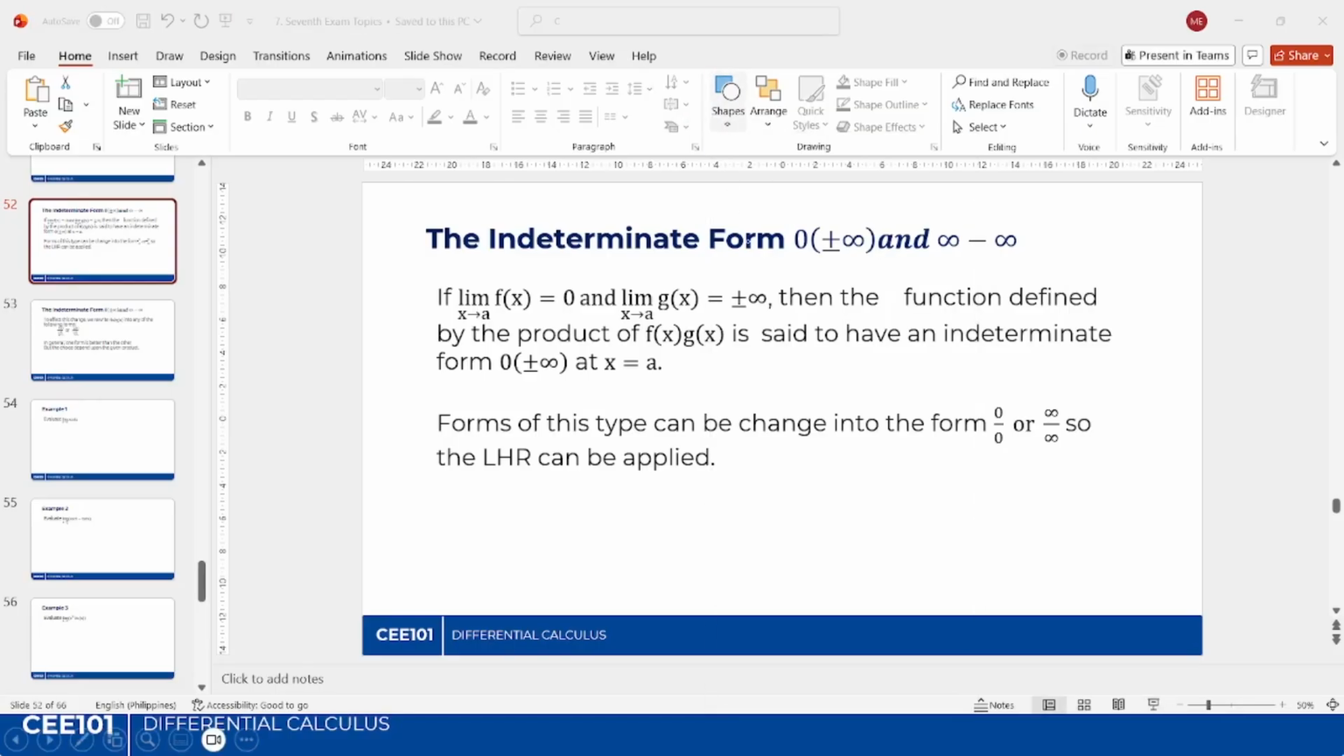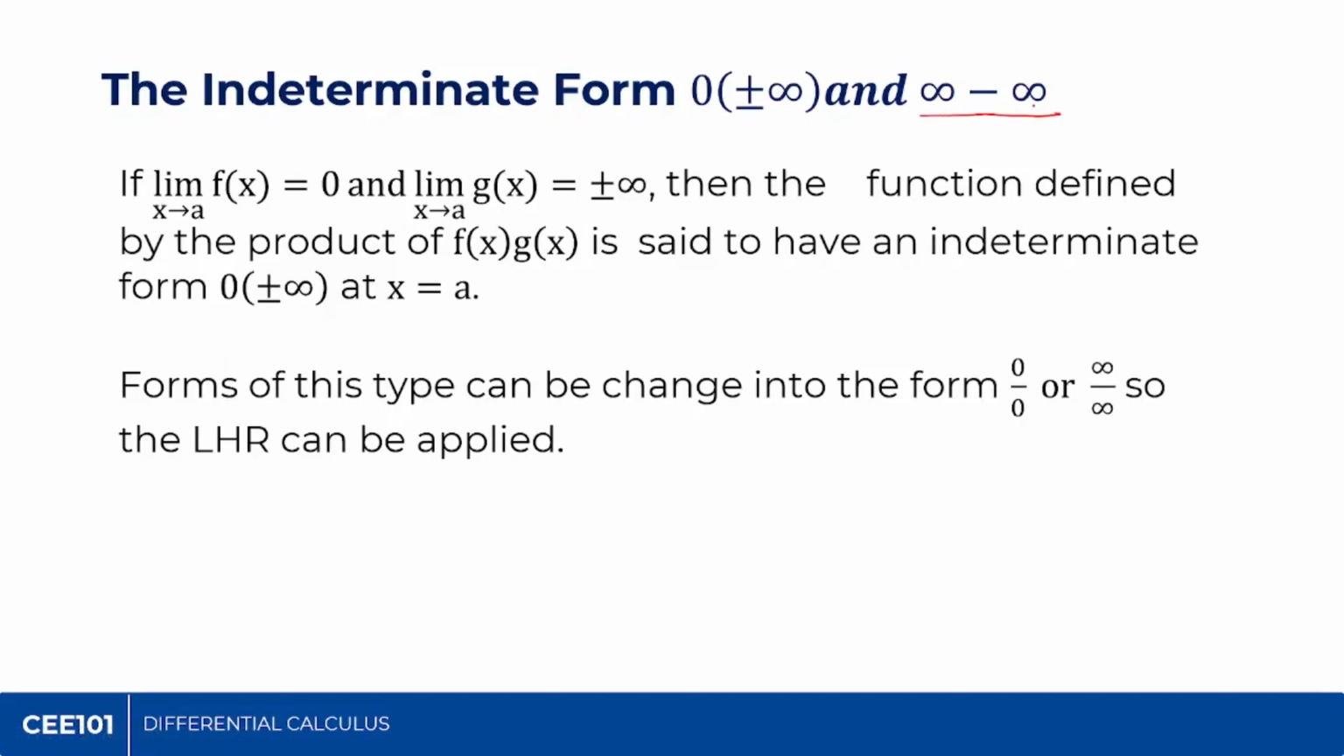And then we also have kapag infinity to be subtracted by infinity. So that is also an indeterminate form. So if the limit of f of x as x approaches a is equivalent to 0, and the limit of g of x as x approaches a pa rin is equivalent sa positive or negative infinity, then the function defined by the product of f of x and g of x is said to have an indeterminate form na ganito. Okay, basically a product of 0 and positive or negative infinity.